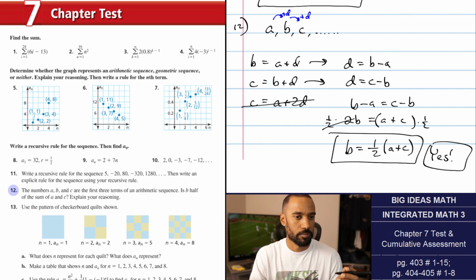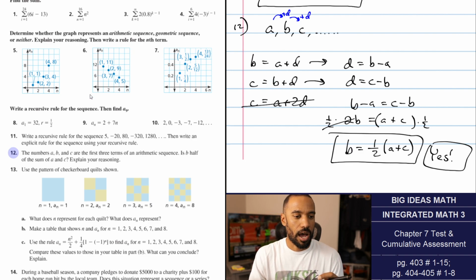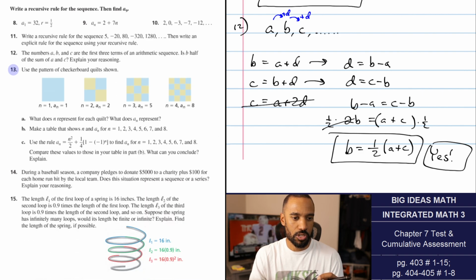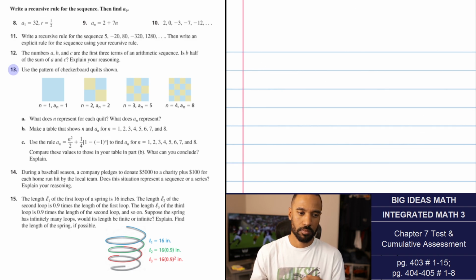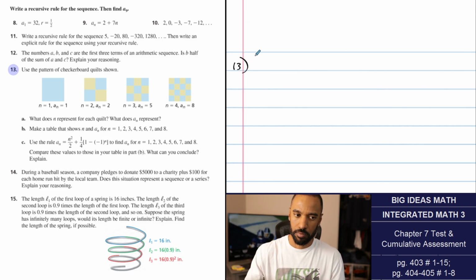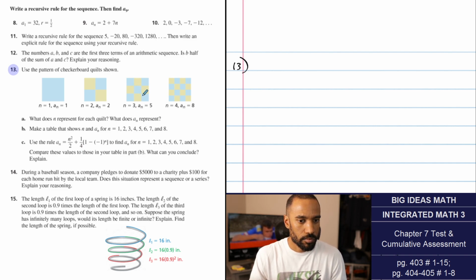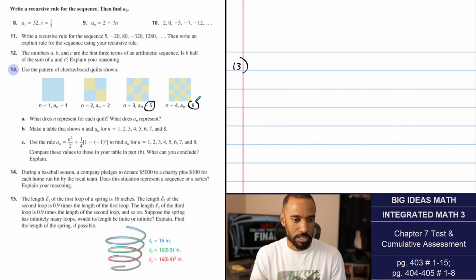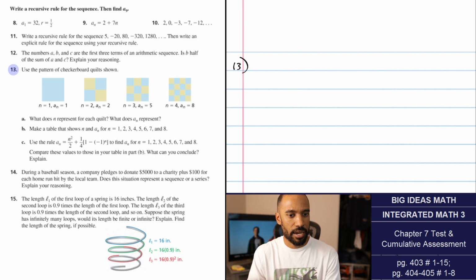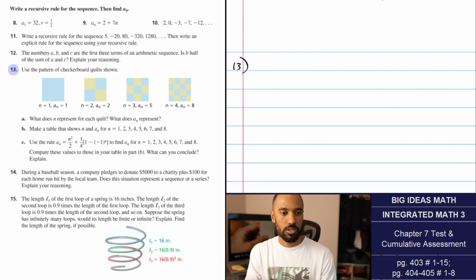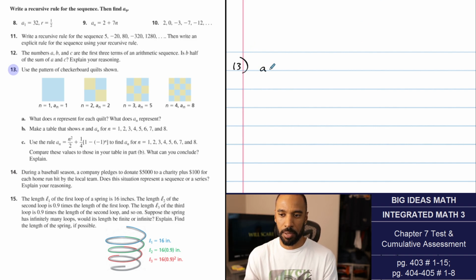Okay. Number 13. Use the pattern of checkered board quilts shown. It looks like the number here is representing how many blue squares there are, if that's going to be a question. What is N? What does N represent for each quilt? What does A sub N represent as part A?